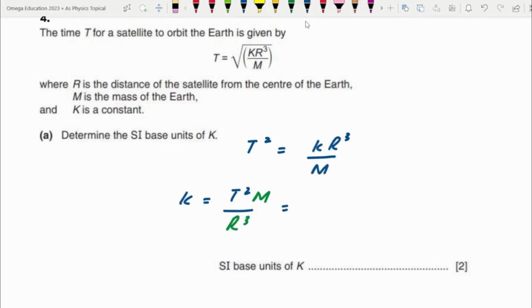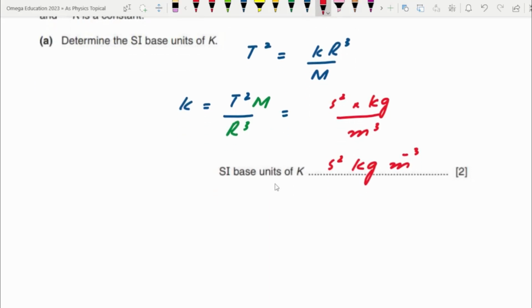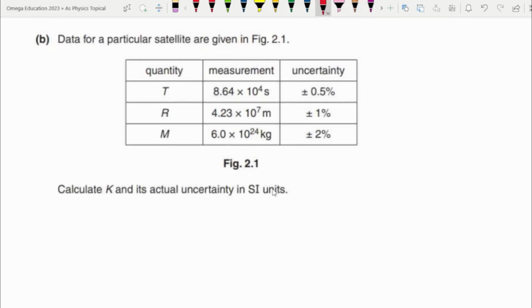Alright, so now what we can do is insert the base units. For example, for t squared we get the unit second squared, for m we have kilogram, and for the distance we have cubic meters. So s², kg, m⁻³. So these are the base units of K. Let's take a look at the next one.